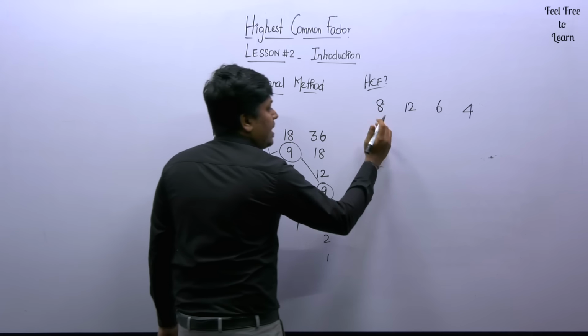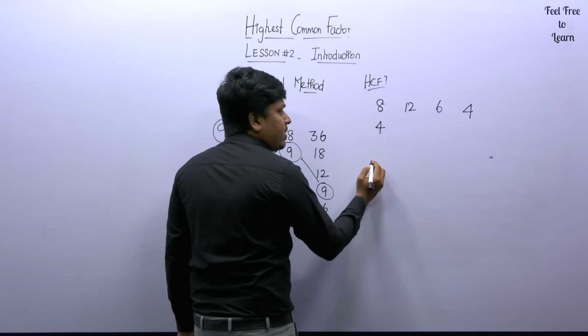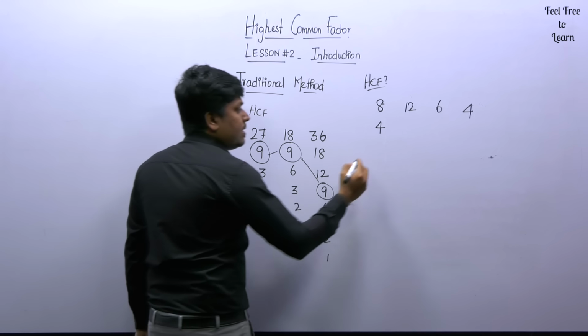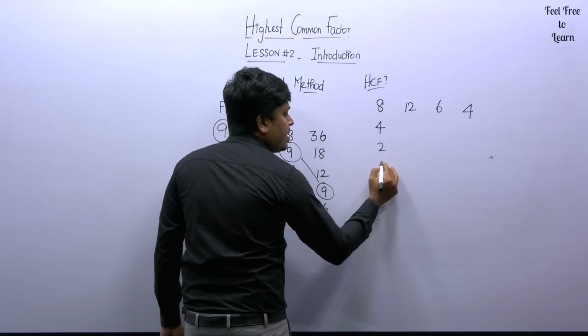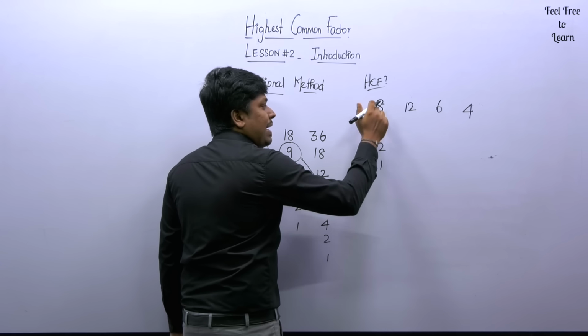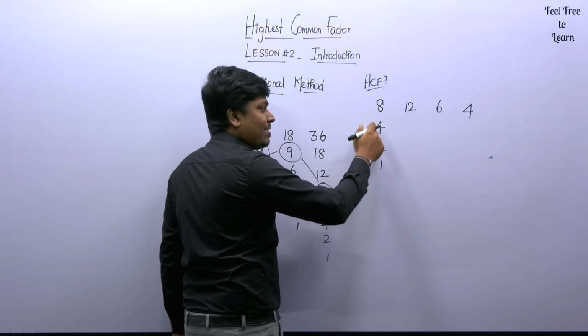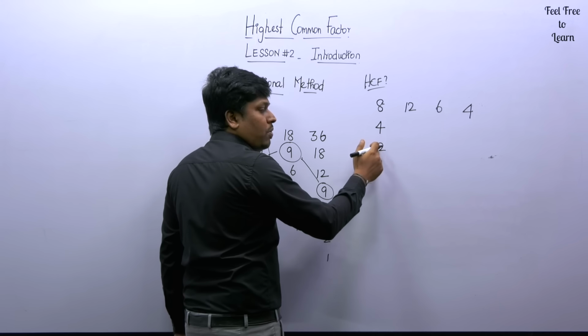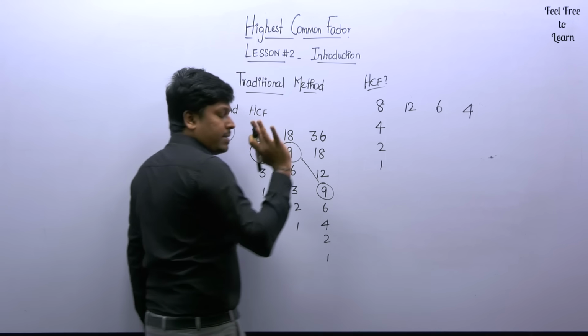So factors of 8. So 4 will be a factor of 8, yes or no? 4 into 2 will be 8. Similarly 2 will be a factor of 8, 1 will be a factor of 8. So 8 divided by 4 is 2, one factor. 8 divided by 2 is 4, one factor. 8 divided by 1 is 8, right?